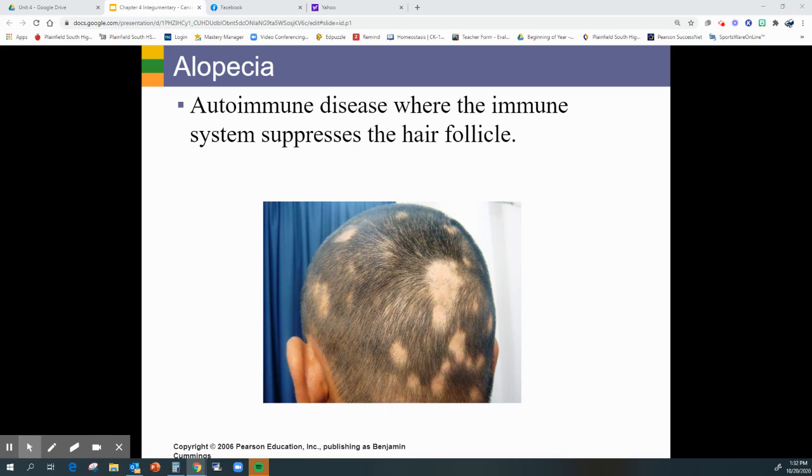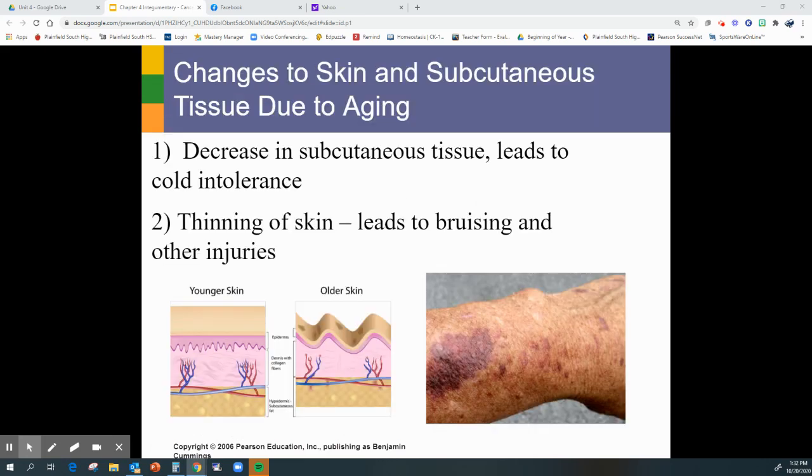They just have kind of a splotchy appearance of their hair where they have it. All right. Some other things that we can see with skin conditions is changing due to aging. So there's a couple of things that really happen here.